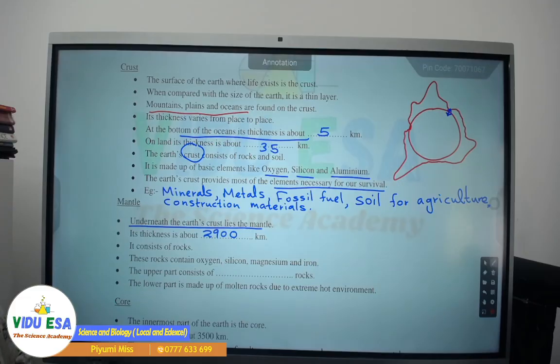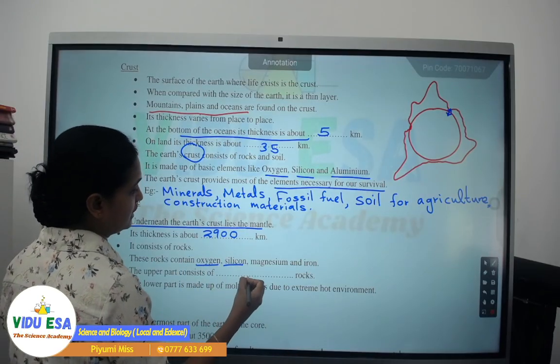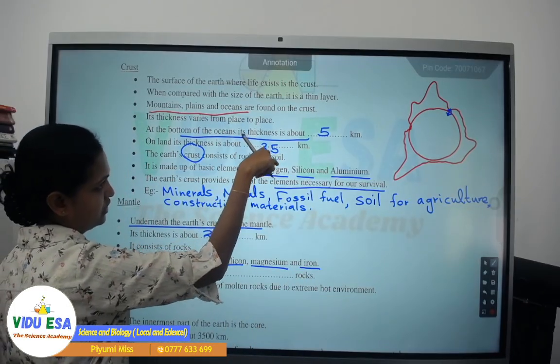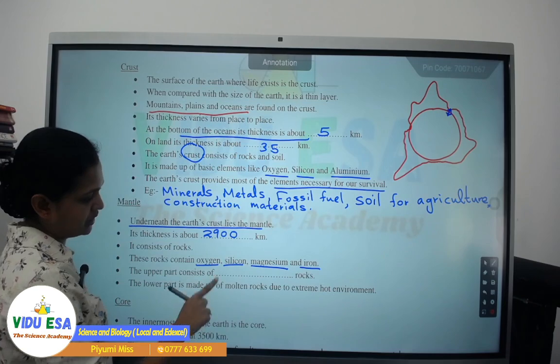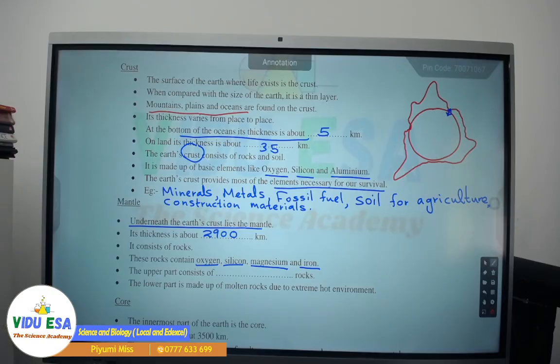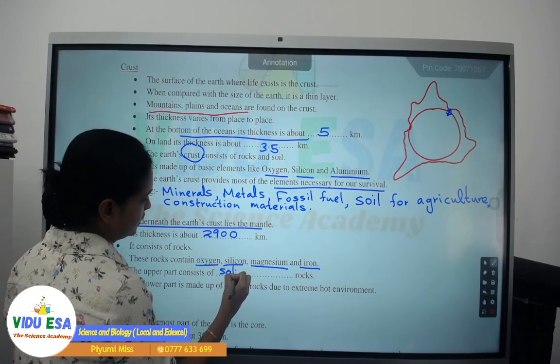It consists of rocks. These rocks contain, in the mantle, we find oxygen, silicon, magnesium and iron. In the earth's crust we mentioned oxygen, silicon and aluminium. In the mantle, oxygen, silicon, magnesium and iron, remember. So the upper part of the mantle consists of solid rocks, right? The upper part consists of solid rocks.